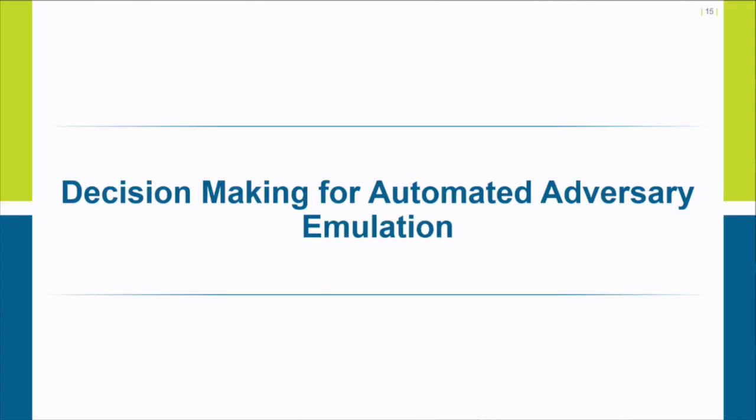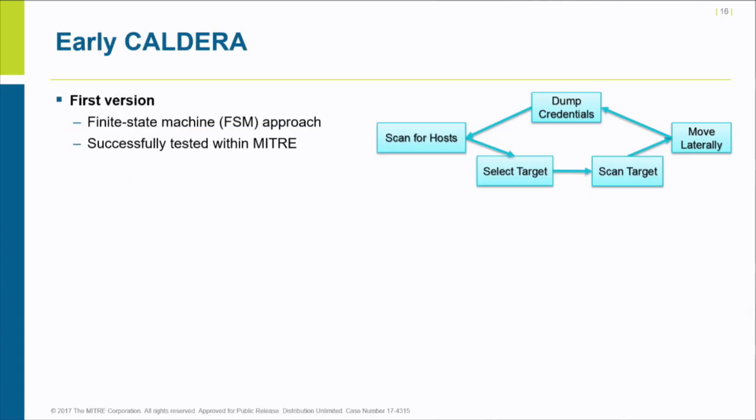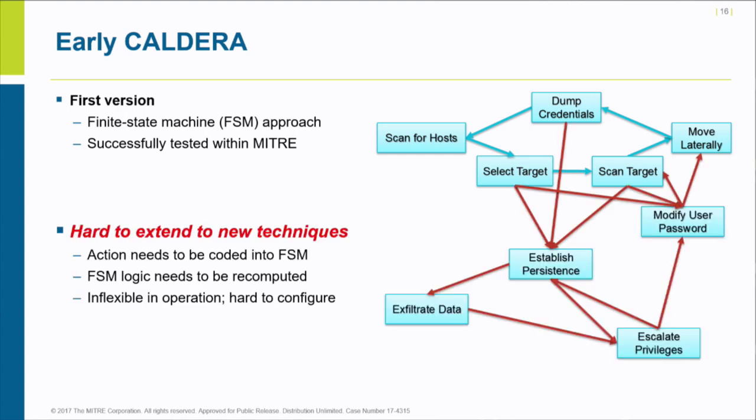So I'm going to switch gears a little bit and talk now about the decision-making component. When we first made CALDERA, we took a finite state machine approach where we would basically scan for hosts, select a target, scan the target, move laterally to that target, and then dump credentials. And this worked well, it was successful, it iterated through this process, but there were some downsides. First, it was hard to add new techniques. Every time we wanted to add something, we had to fully recompute the finite state machine.